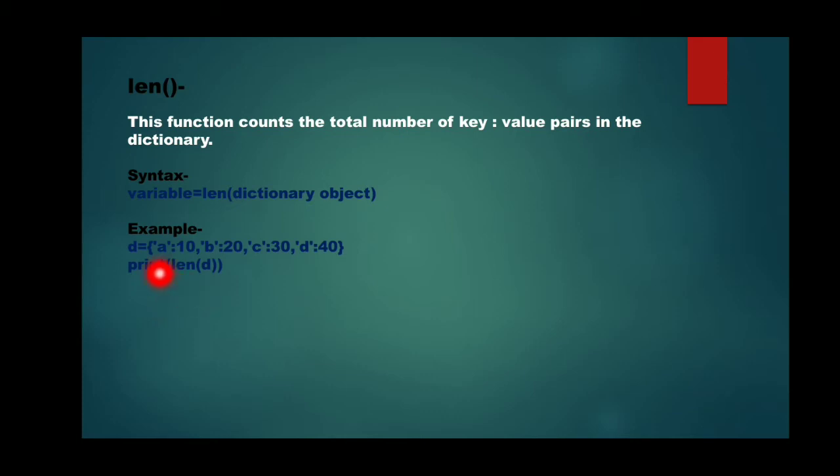So how many pairs are there? One pair is A:10, second pair is B:20, third pair is C:30, and fourth pair is D:40. So the answer of this len function will be 4. So this is how the len function works with dictionary. Now moving on to another function.